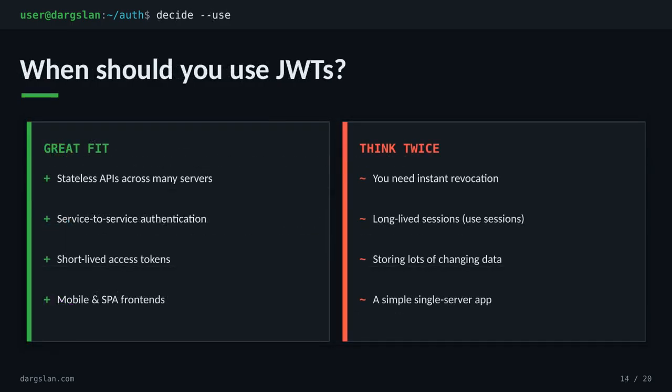So, with the myths out of the way, when do JWTs actually shine? Reach for them when you've got stateless APIs spread across many servers, service-to-service calls, short-lived access tokens, or mobile and single-page app front ends talking to a backend. But think twice if you need to revoke access the instant something goes wrong. If your sessions live for days or weeks, if you're stuffing in lots of changing data, or honestly, if you're just running one modest server, a plain session cookie will serve you better.